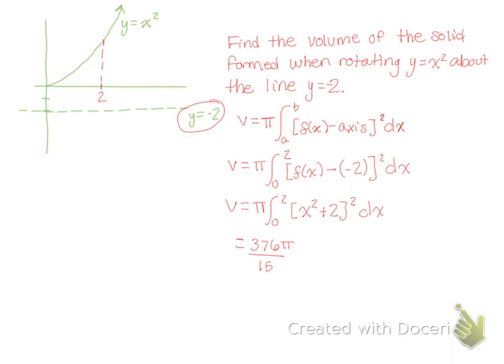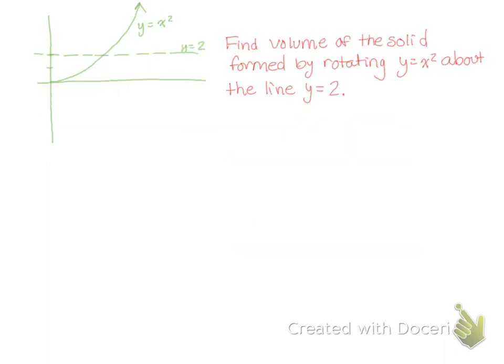But that's rotating around y equals -2. Now this totally makes sense because we're looking at the area under f of x, so we're looking at this area here, but we also have to take into account this area as well. That's why we add the 2 there. So just remember that it's always f of x minus the axis. Alright, let's look at one more.